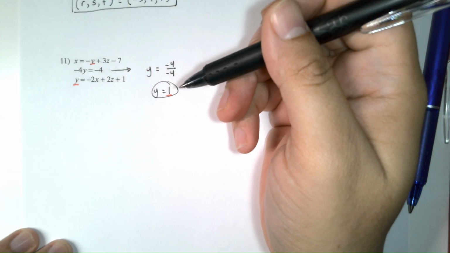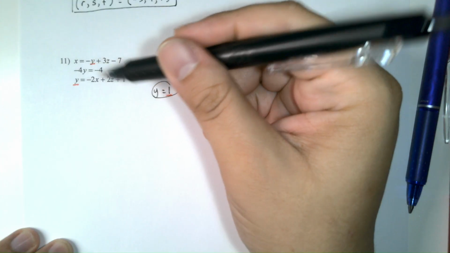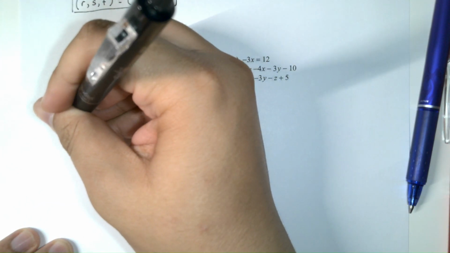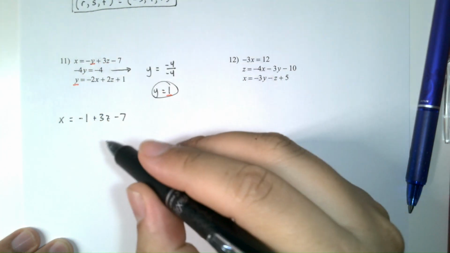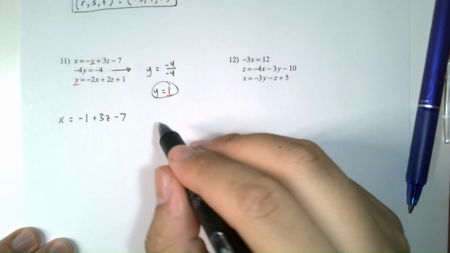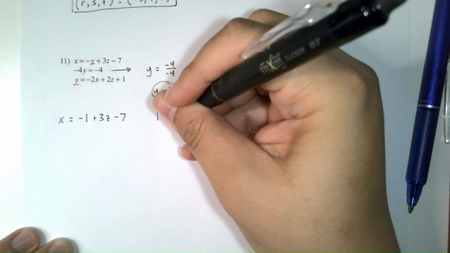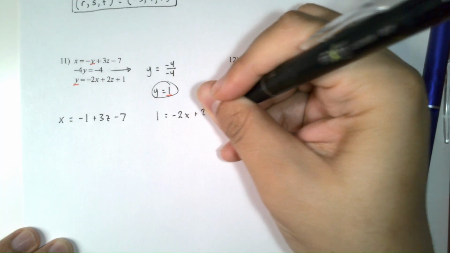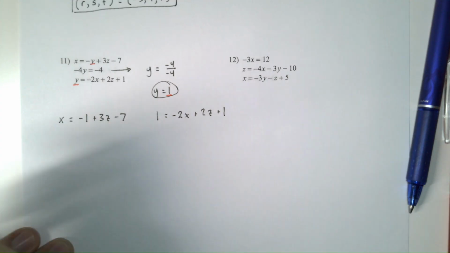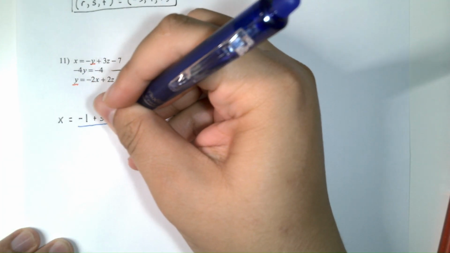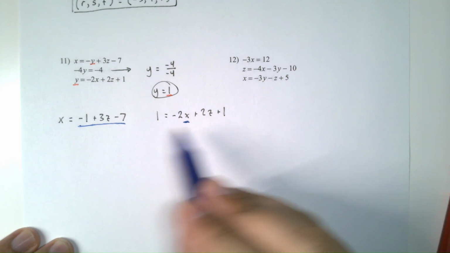So if we have y is equal to 1, let's see, if we go into this top equation right here, that means that x is equal to negative 1 plus 3z minus 7. And for the other equation, we have 1 is equal to negative 2x plus 2z plus 1. Now notice that this equation on the left already has x isolated. This is nice because that means that we can take what we know x is equal to, and we can input it into this x right here.